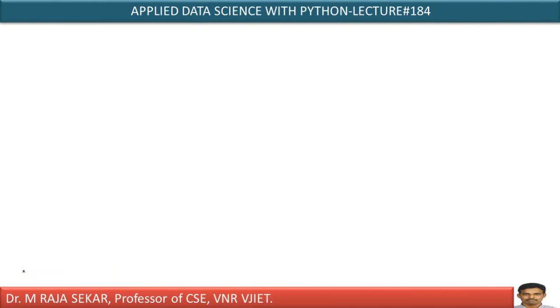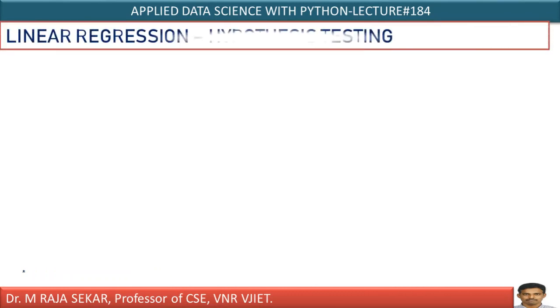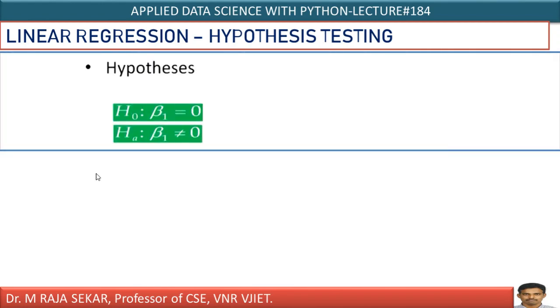In this lecture, we will try to understand hypothesis testing in linear regression. What is hypothesis testing? There are two types of hypothesis, as I told you in previous classes. H0, that is my null hypothesis. HA or H1 is the alternative hypothesis.